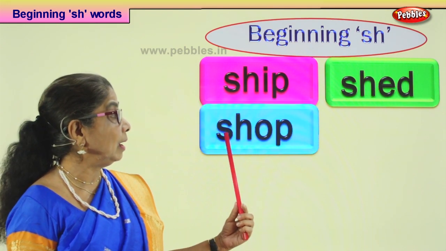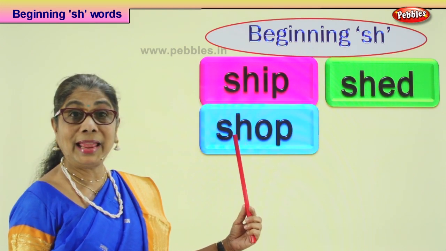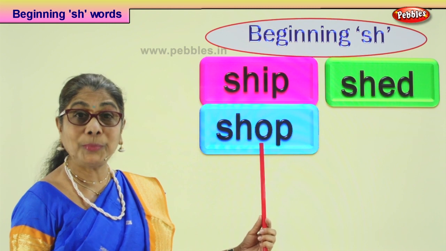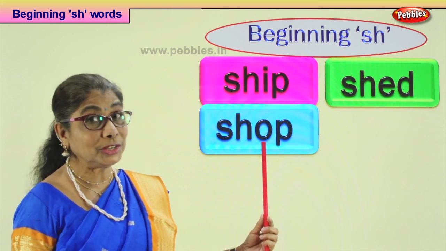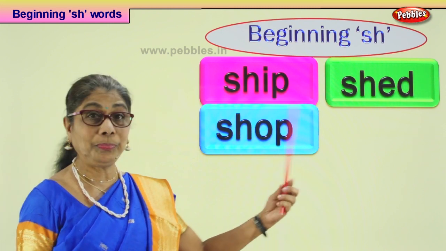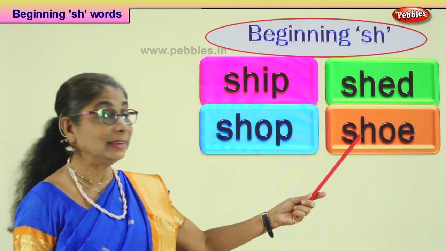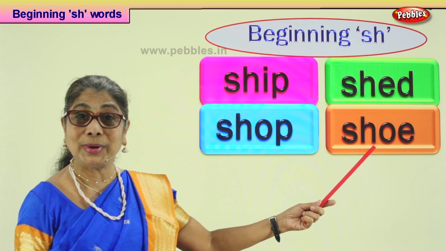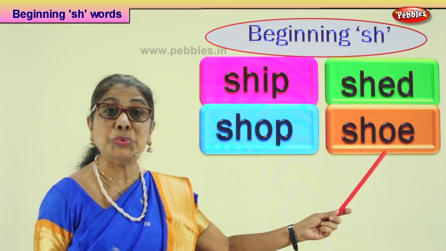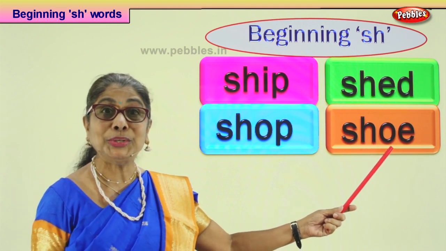Our next word, shall we look at? And here we are, digraph SH, shop. Good. You know what is the shop? You buy things at the shop. Let's go to our next word. And here, something that you put on your feet. What is it? Shoe. Good.